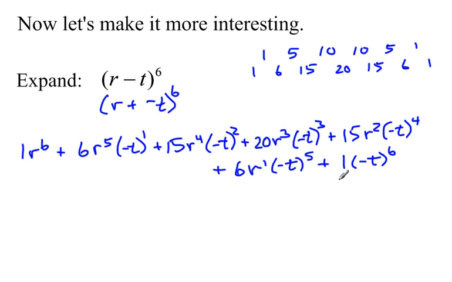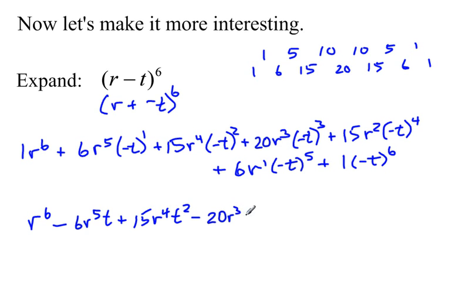Now to write our final answer, we're going to actually simplify this a bit. So this first term is just r to the 6th. My next term, if I take negative t to the first power, my answer is going to be negative. So it's not going to be plus here, it's actually going to be minus 6 r to the 5th t. And my next one, when I take negative t squared, that becomes positive. So it's plus 15r to the 4th t squared. And my next one, because it's an odd power, it stays negative, so I don't actually want a plus there. I want a minus. So I have minus 20r cubed t cubed.